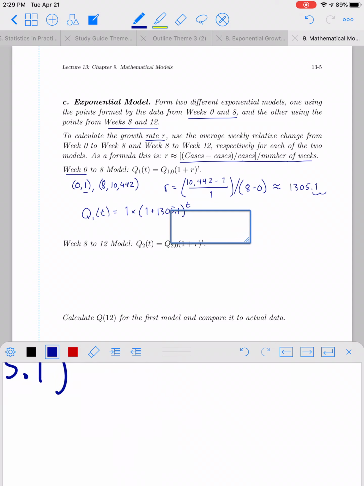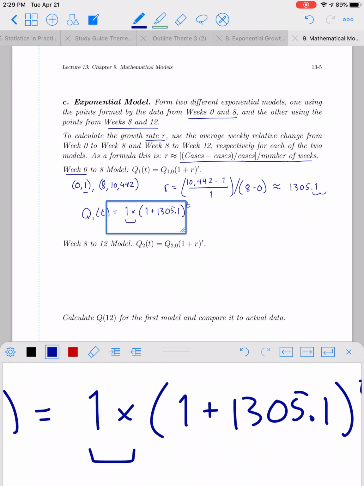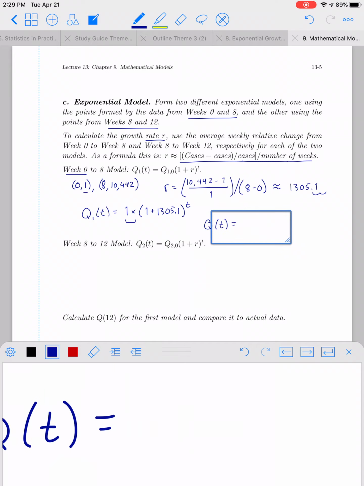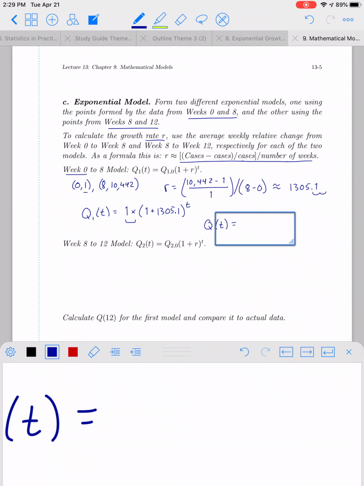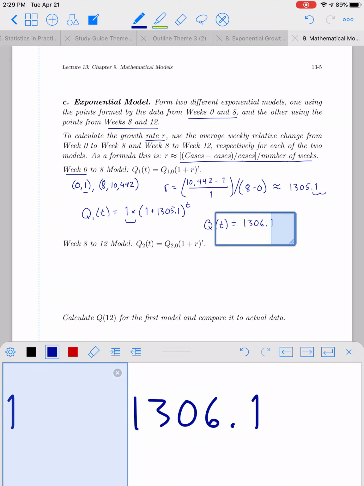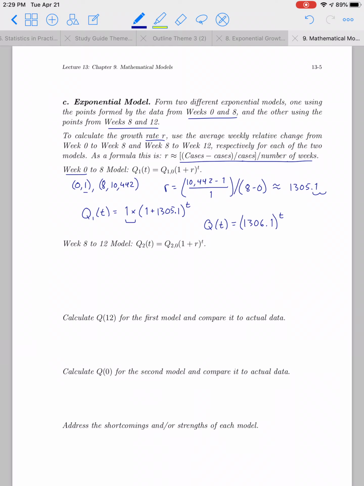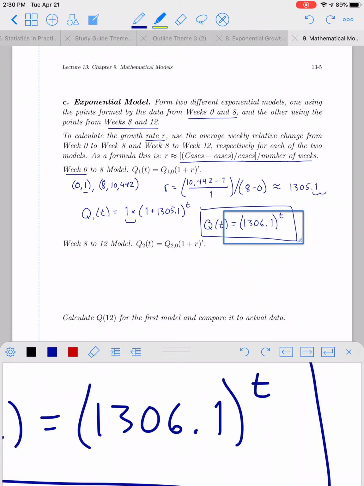And just to clean up the model a little bit, we don't need this product of 1 since it's just going to be the same as the number we've got in parentheses. And we'll add 1 to 1305.1, and we'll have 1306.1 all raised to the t power. Now again, just like that linear model, we want that t to be there. This is our model. This is our predictor for how many infected we'll have, q, after a time t into the future.